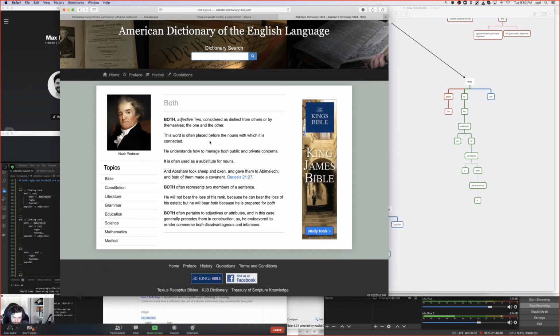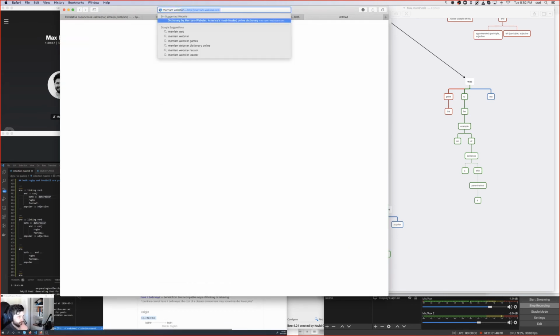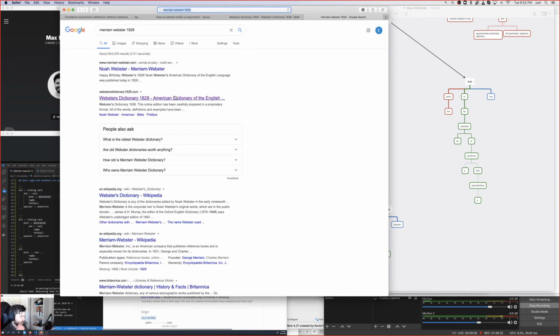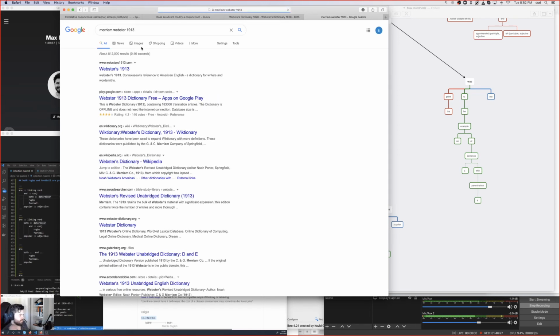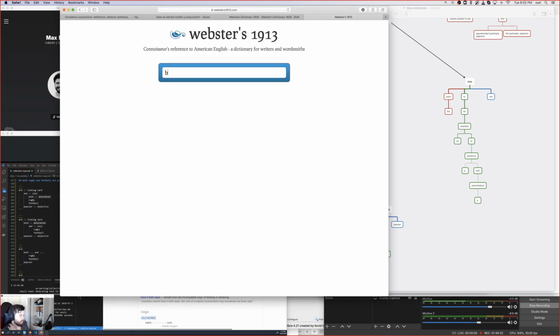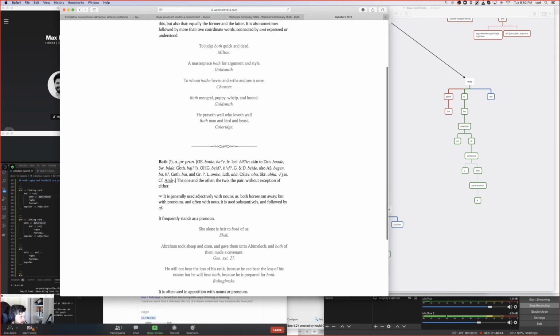So in 1828, they did not list "both" as an adverb at all. So what was the other one? Merriam-Webster 1928? No, 1913 was the other suggestion, I think. Webster's 1913, yeah. Right, "both." Let's see, they have conjunction, and they just treat it as a special case. "Both... and," yep.